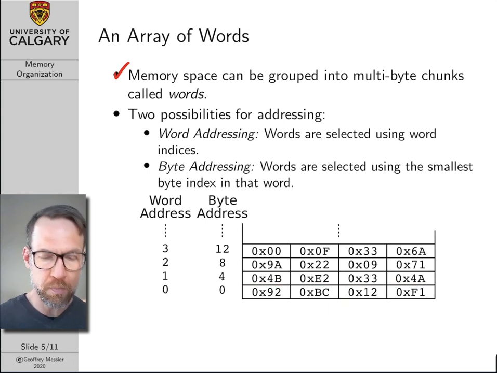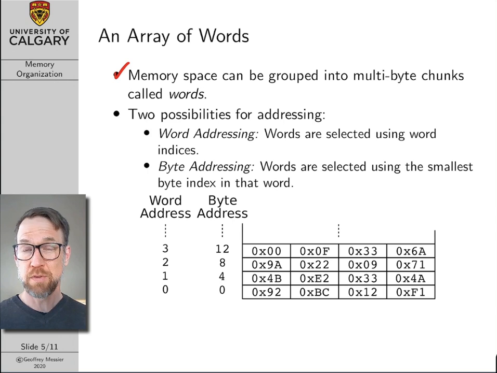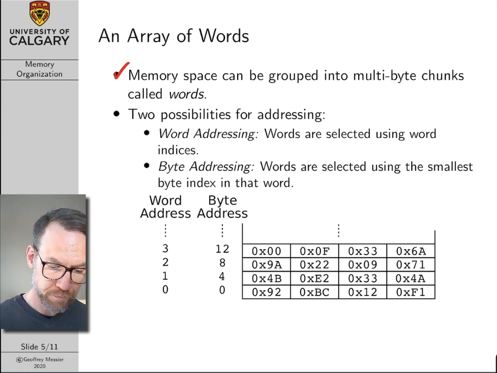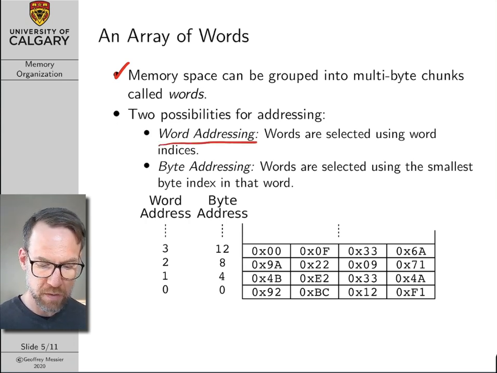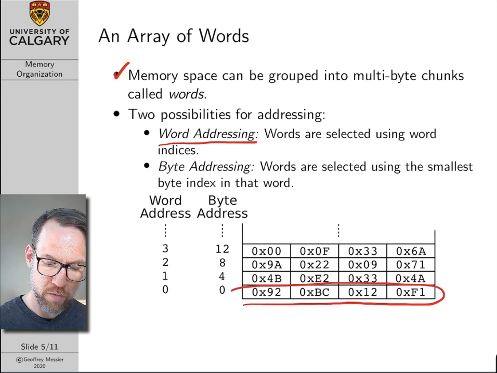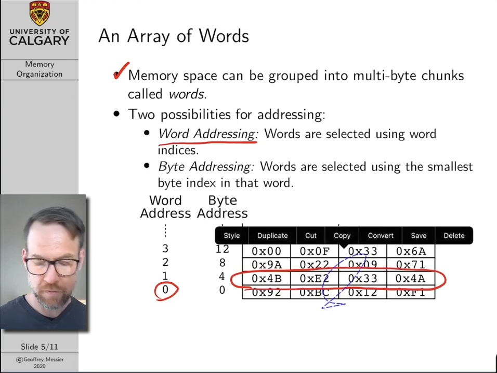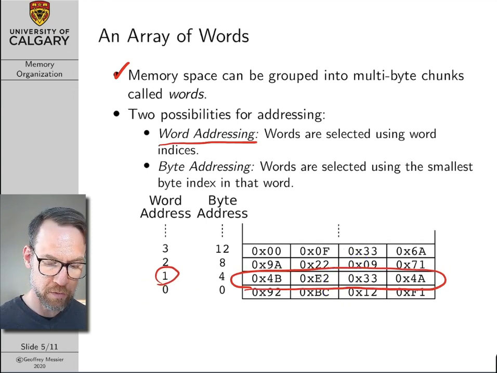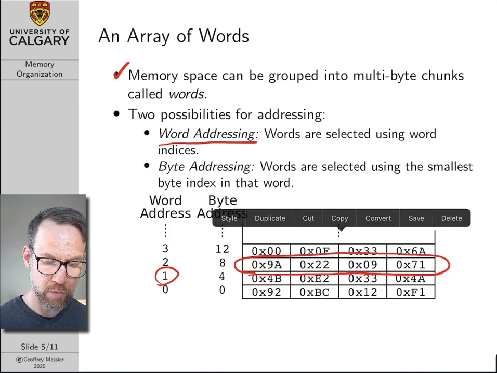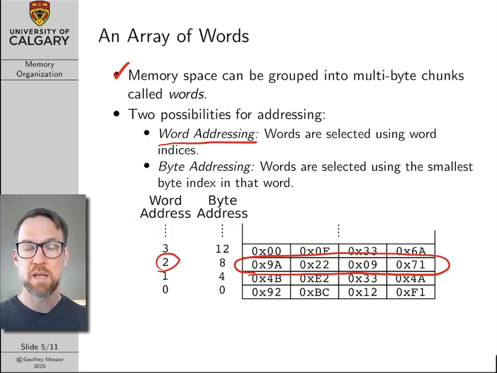Now, as soon as you have multi-byte words, you are presented with 2 different options for how to do your addressing. You can use word level addressing or you can use byte level addressing. Word level addressing is basically using the word indices, right? So that means the first 4-byte row of memory will correspond to address 0. And if we move this up, the next row of memory corresponds to address 1. The third row of memory corresponds to address 2, and so on.